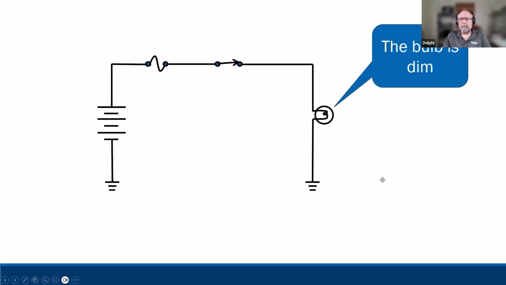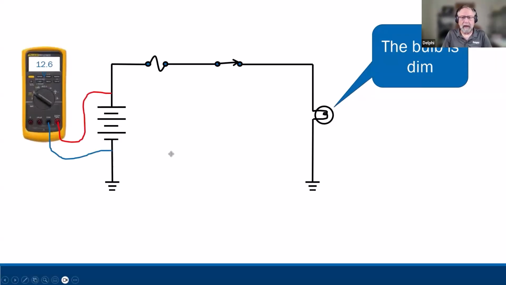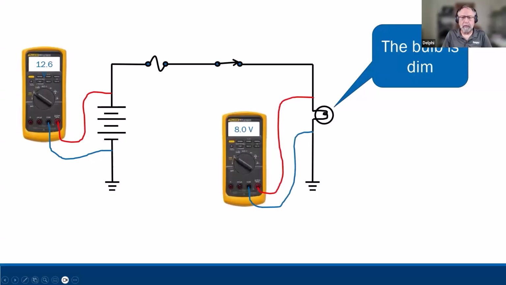Now, we've got a problem. The bulb is dim. It is not performing up to expectation. One of your first clues as to whether or not the battery is a problem is, hey, is there anything else that's dim too? If it's one bulb that's dim and the rest are working fine, well, you've confirmed the battery's working fine. But we take a measurement, and here we have 12.6 volts across the battery. But then when we take a measurement at the bulb, we see we've got 8 volts.